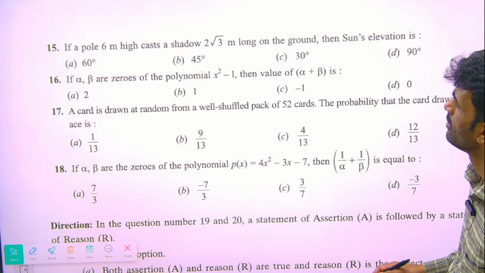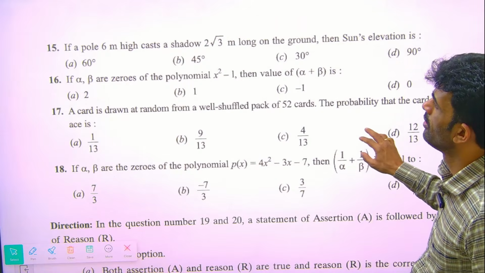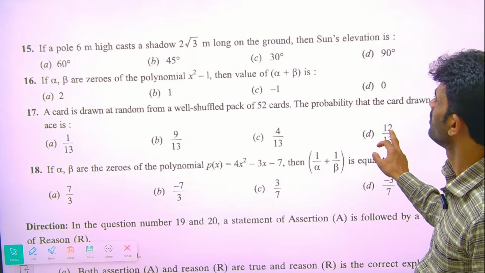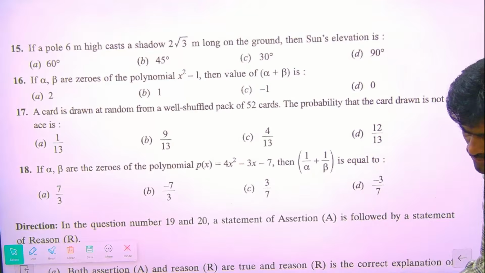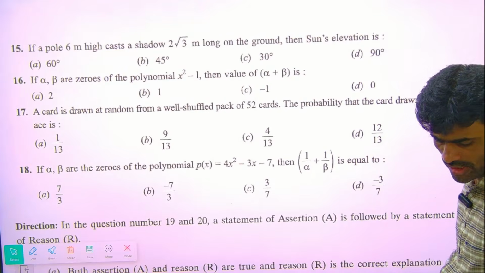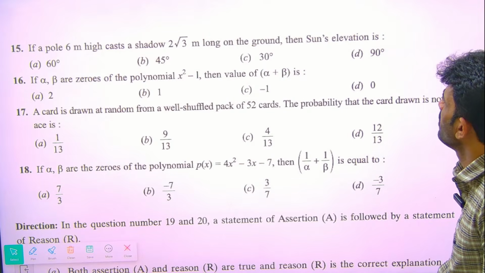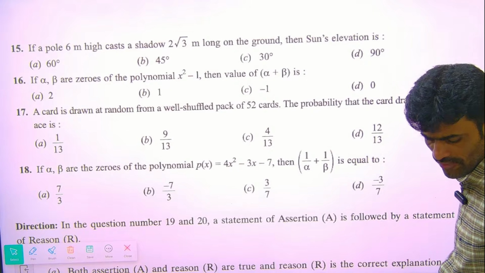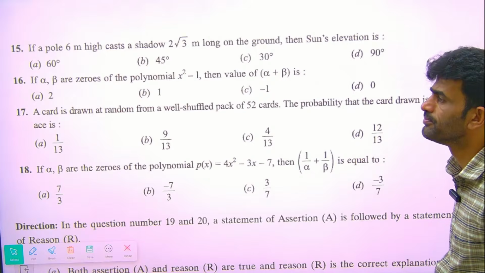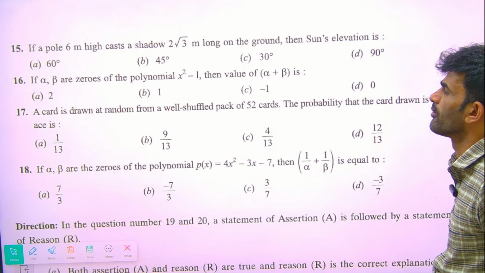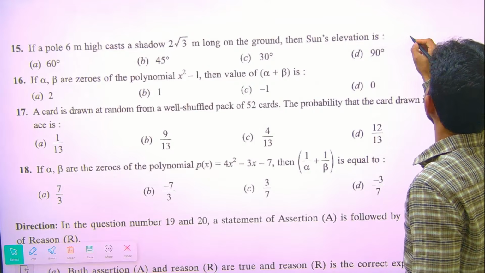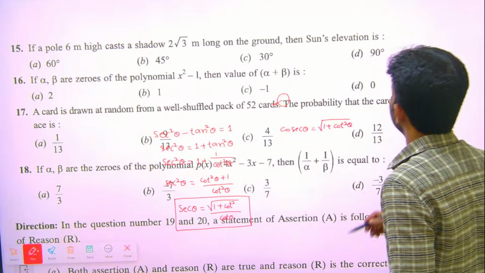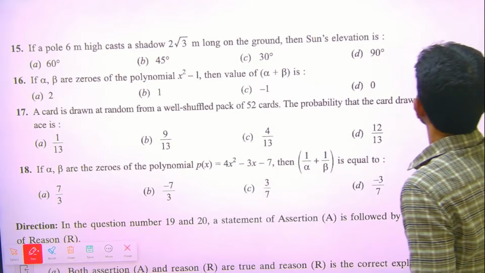How can we do it? The height of the pole is given and its shadow is also given. You have to find the angle. Not very difficult, you can do it. Opposite side is given, adjacent side is given, you have to find the angle. Draw a right angle triangle.